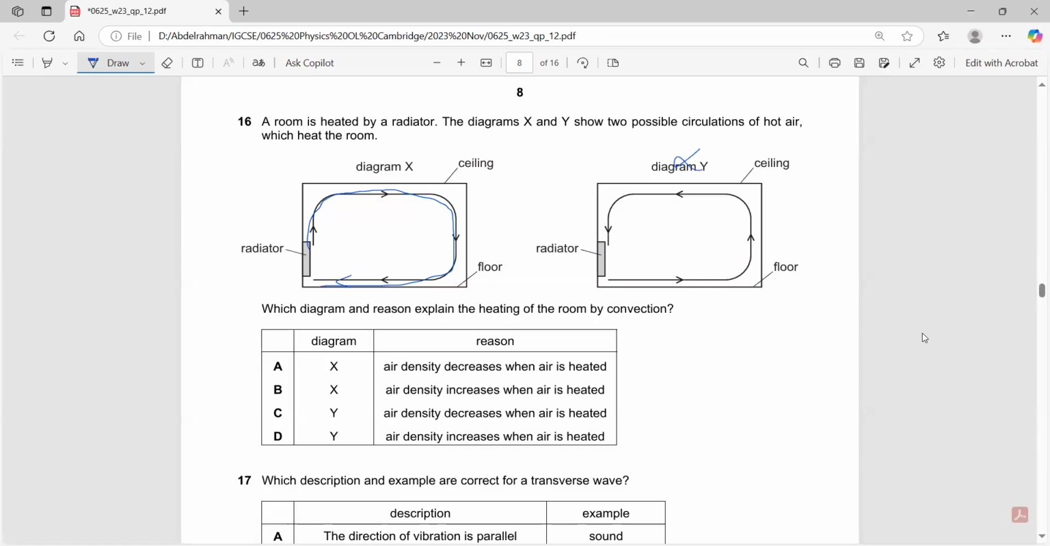So diagram Y is wrong. It's X. Air density decreases when it is heated, or does it increase? Yes, it decreases. That's why the hot air moves upwards.